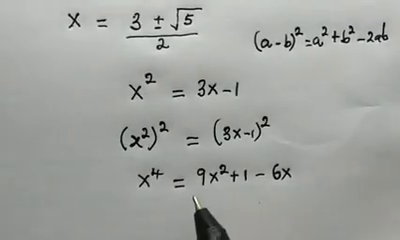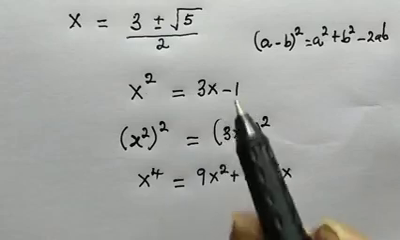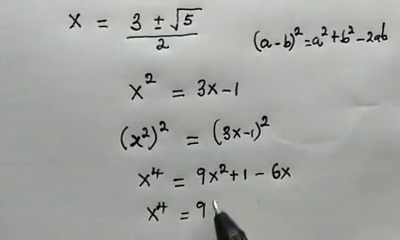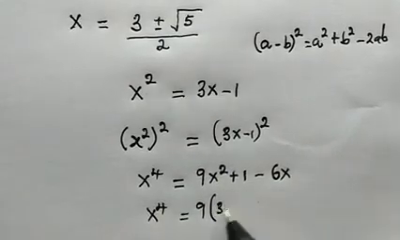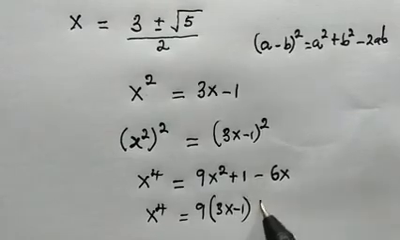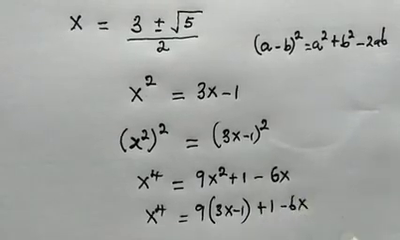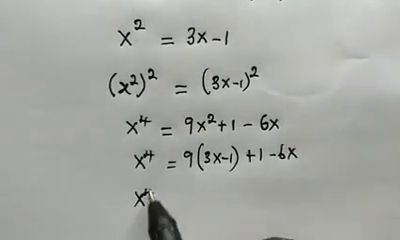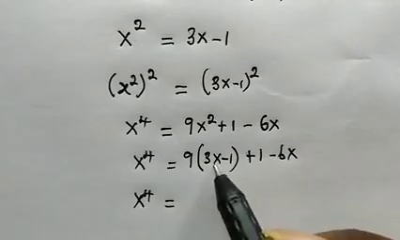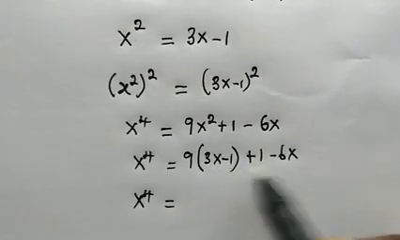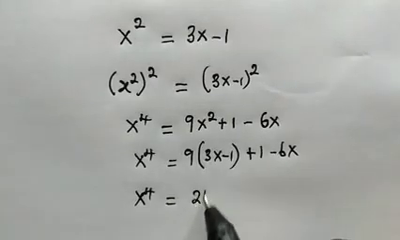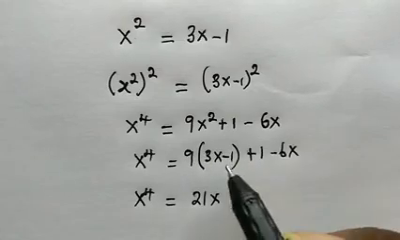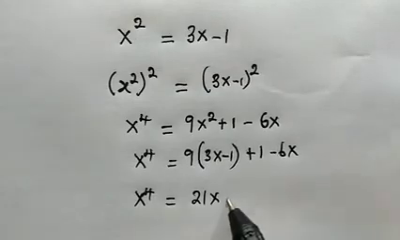Okay, now we're going to make the substitution: x squared is equal to 3x minus 1. So here we have x to the power of 4 is equal to 9 into brackets, x squared is 3x minus 1, then plus 1 minus 6x. We're going to further simplify. So x to the power of 4 is equal to 9 times 3x is 27x, and then 27x minus 6x will give us 21x. Then 9 times negative 1 will give us negative 9. Negative 9 plus 1 will give us negative 8.